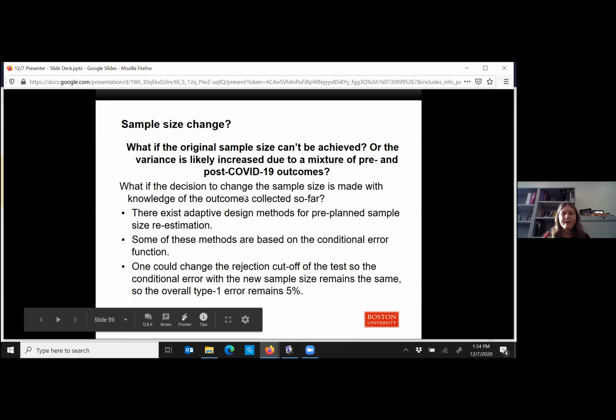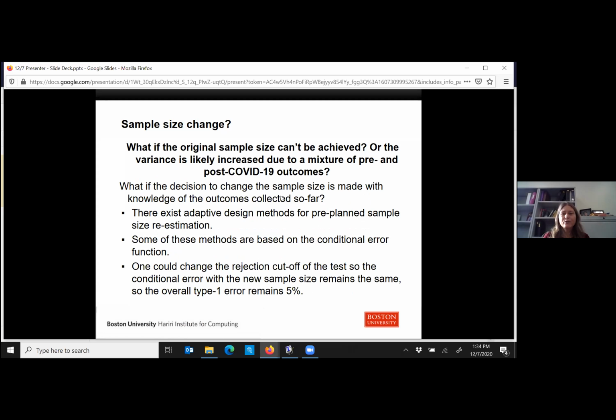However, sometimes people may want to change the sample size based on knowledge of the outcomes collected so far. Of course, here, conversation with the regulatory agencies is particularly important, or sometimes your trial is not affected by the regulatory agencies. There exist adaptive design methods for pre-planned sample size re-estimation. And some of these methods are based on what is called the conditional error function.